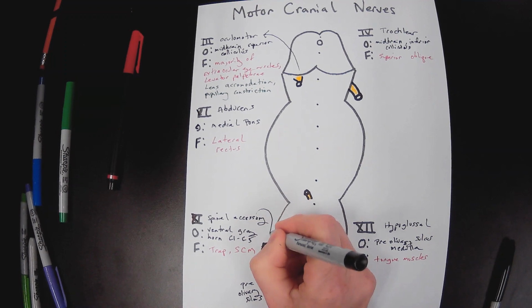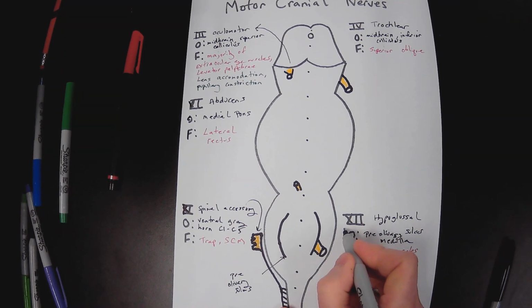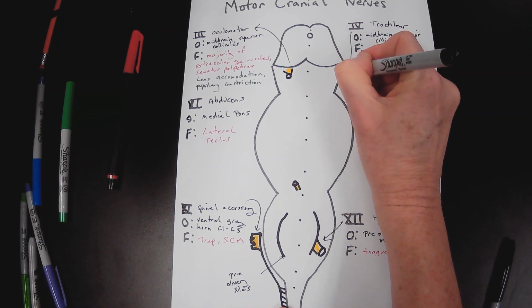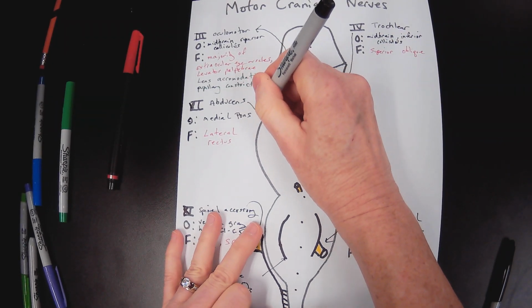There's your spinal accessory. And there's your hypoglossal. Here's your trochlear. And here's your abducens.